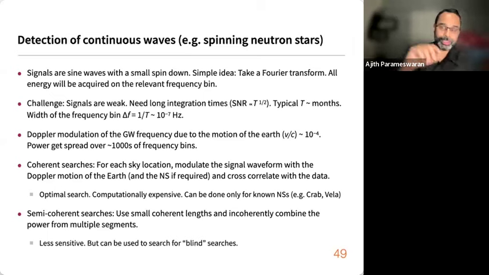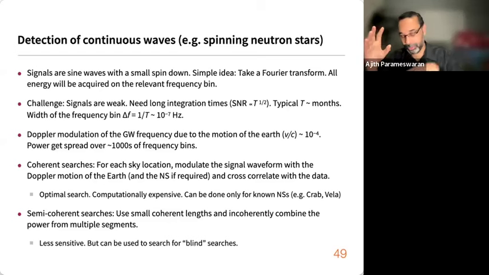So one has to account for this Doppler modulation, and you can compute a matched filter that includes it. With that, one can integrate the signal for a very long time, like months and possibly years. It's a very computationally expensive problem, but it can be done for known sources such as radio pulsars, because we know their location in the sky, their spin frequency, etc., which reduces the complexity of the searches.